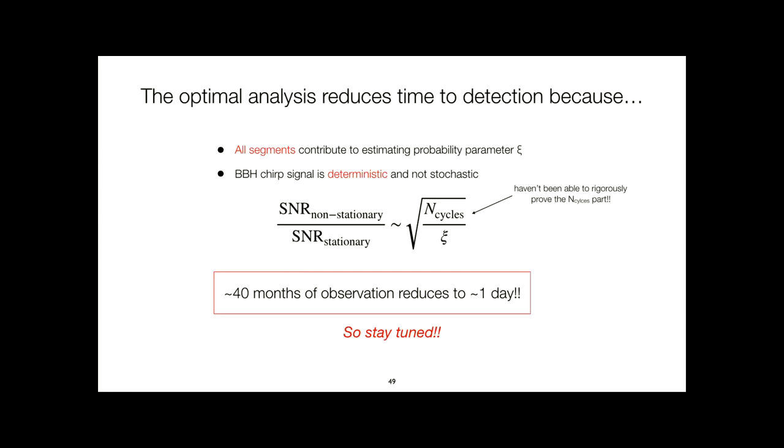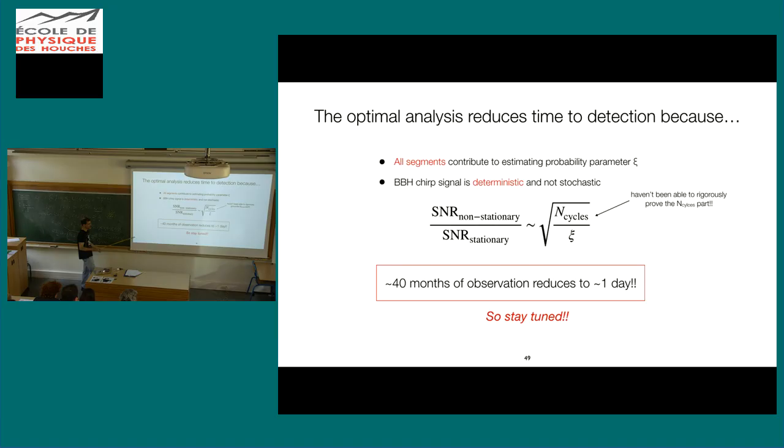Okay. So basically, once O3 starts and we have this analysis up and running, it might not be very long before we detect something. So stay tuned to the archive or to papers, because hopefully we'll be detecting a stochastic background in the not too distant future. Okay.